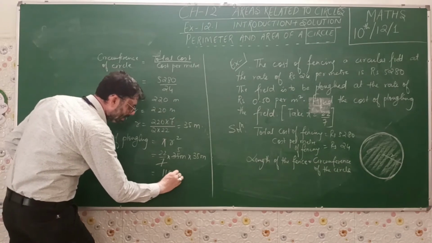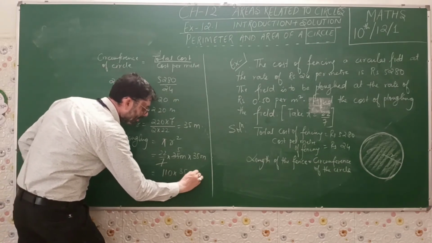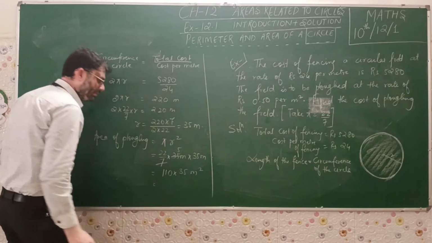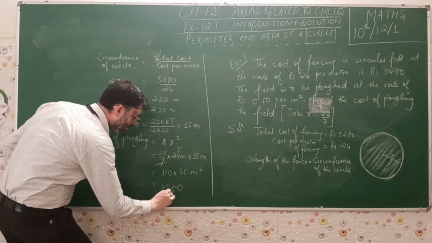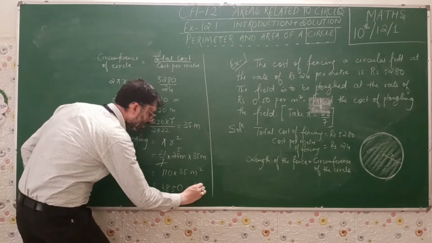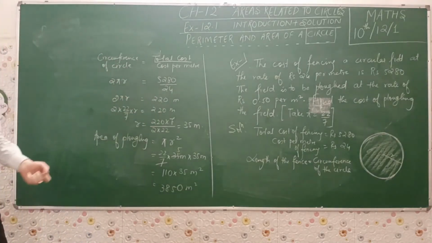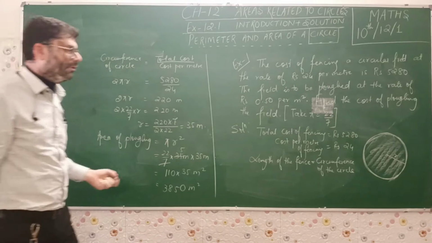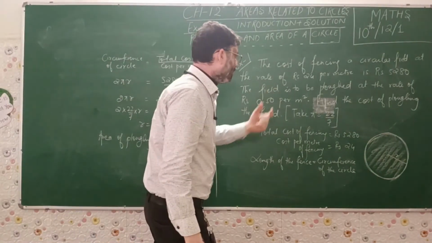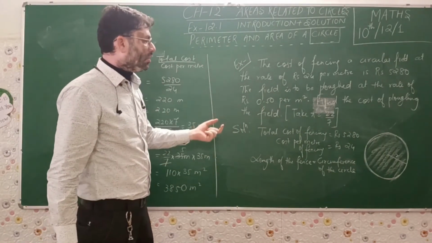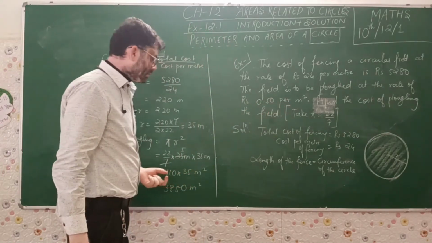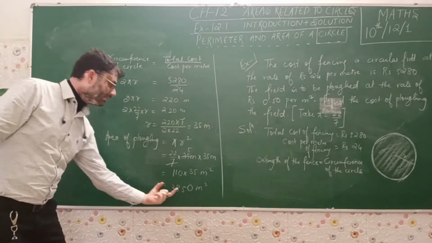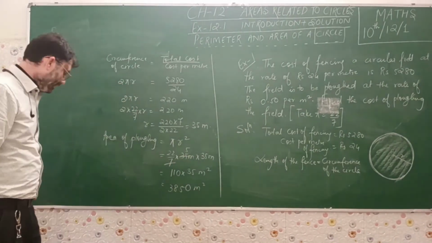110 into 35 meter square. So this is 3850 meter square. This is the area that is to be plowed. But we have to find the cost of plowing the area. And what is the cost for plowing? It is rupees 0.50 per meter square. And we have to plow 3850 meter square.